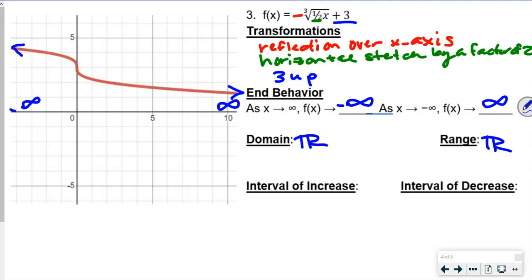Now, let's look at this graph again. Jump on it at the left and write it to the right. Is it increasing or decreasing? Well, it's like a roller coaster ride, so it's decreasing. And where's it decreasing from? Negative infinity all the way on to infinity.